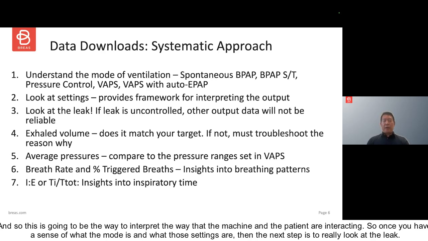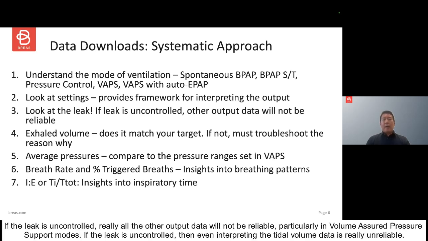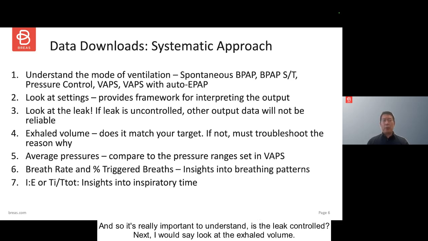So once you have a sense of what the mode is and what those settings are, then the next step is to really look at the leak. If the leak is uncontrolled, really all the other output data will not be reliable, particularly in volume assured pressure support modes. If the leak is uncontrolled, then even interpreting the tidal volume data is really unreliable. And so it's really important to understand, is the leak controlled?